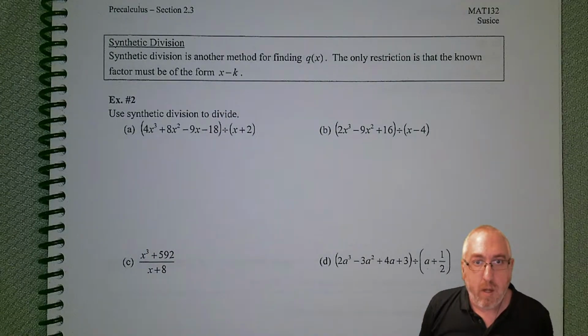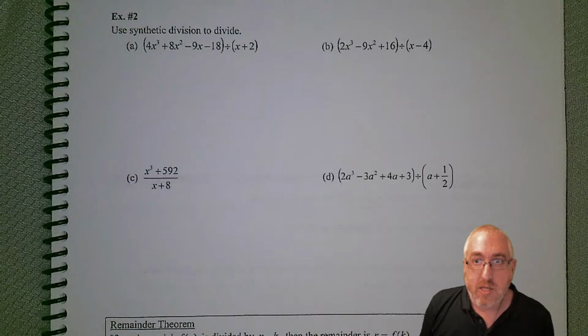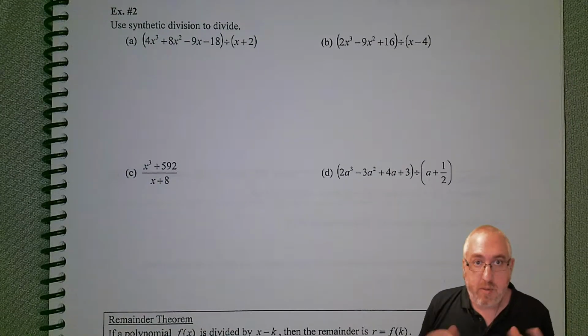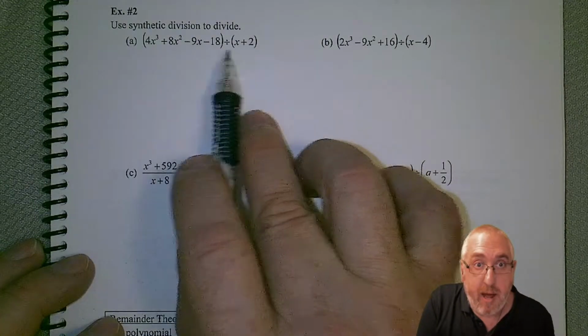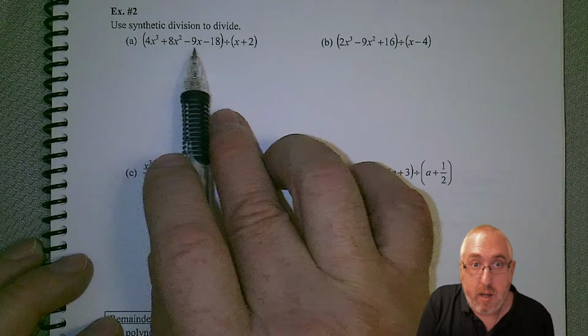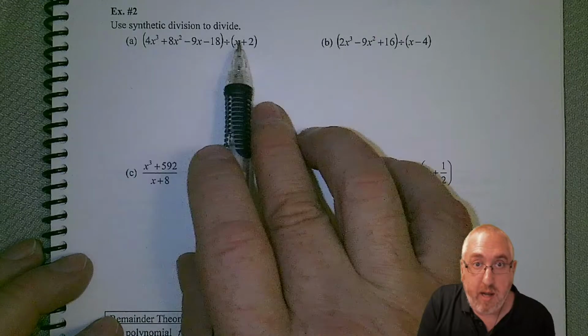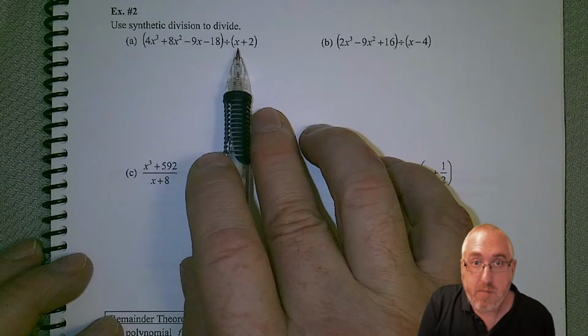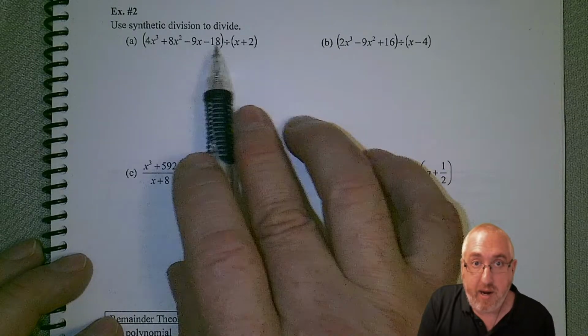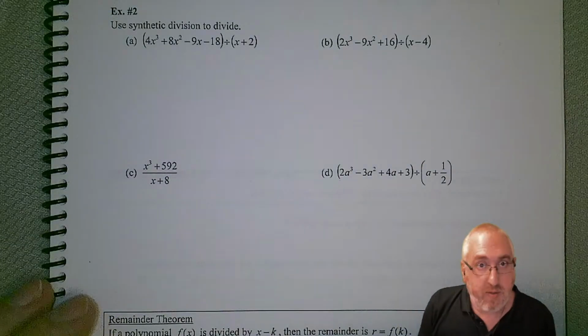So let's just jump right into some examples, and we'll see how this works. So we want to do division again. So we got our first function, our first polynomial function, and then we have our divisor. So in this case, x plus 2, we want to divide in.